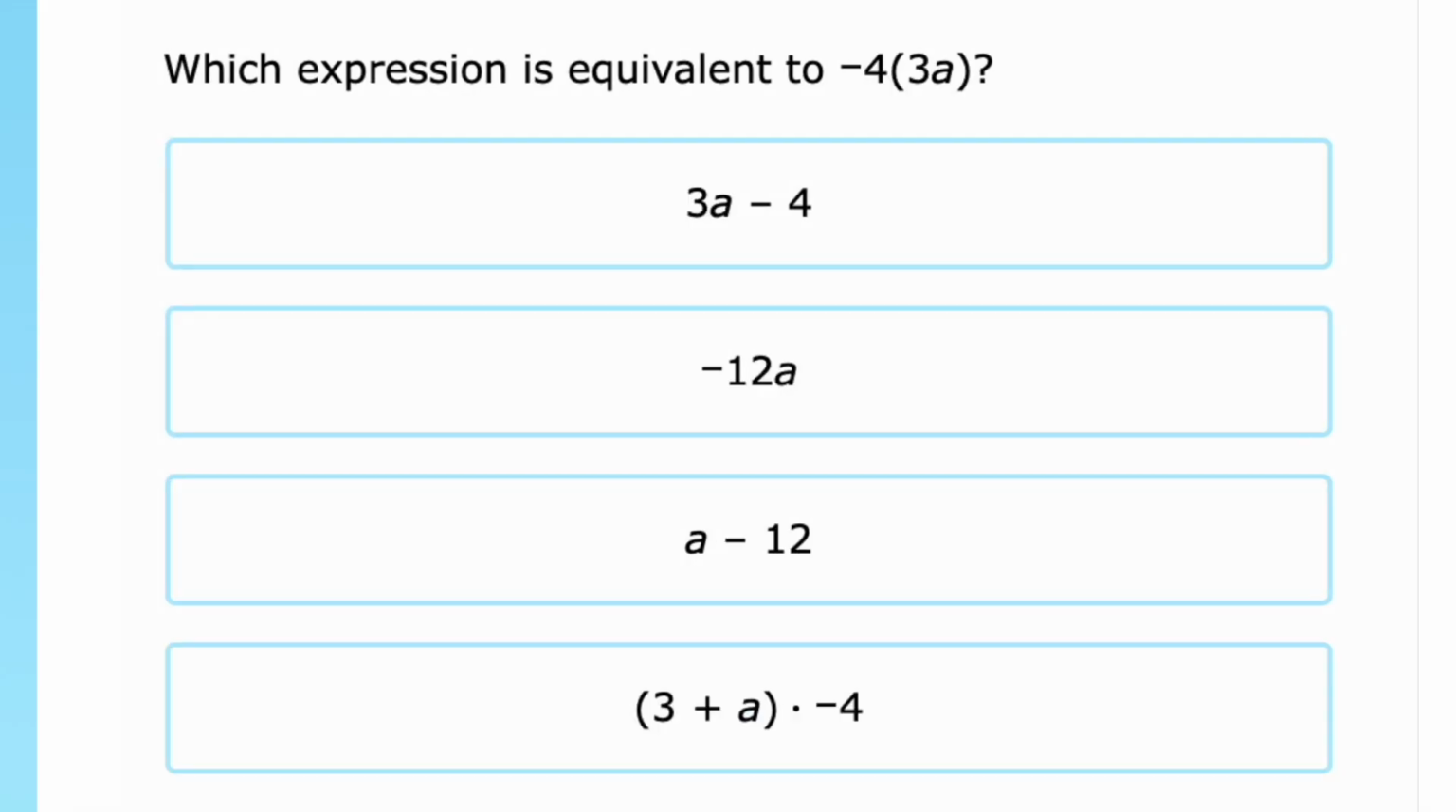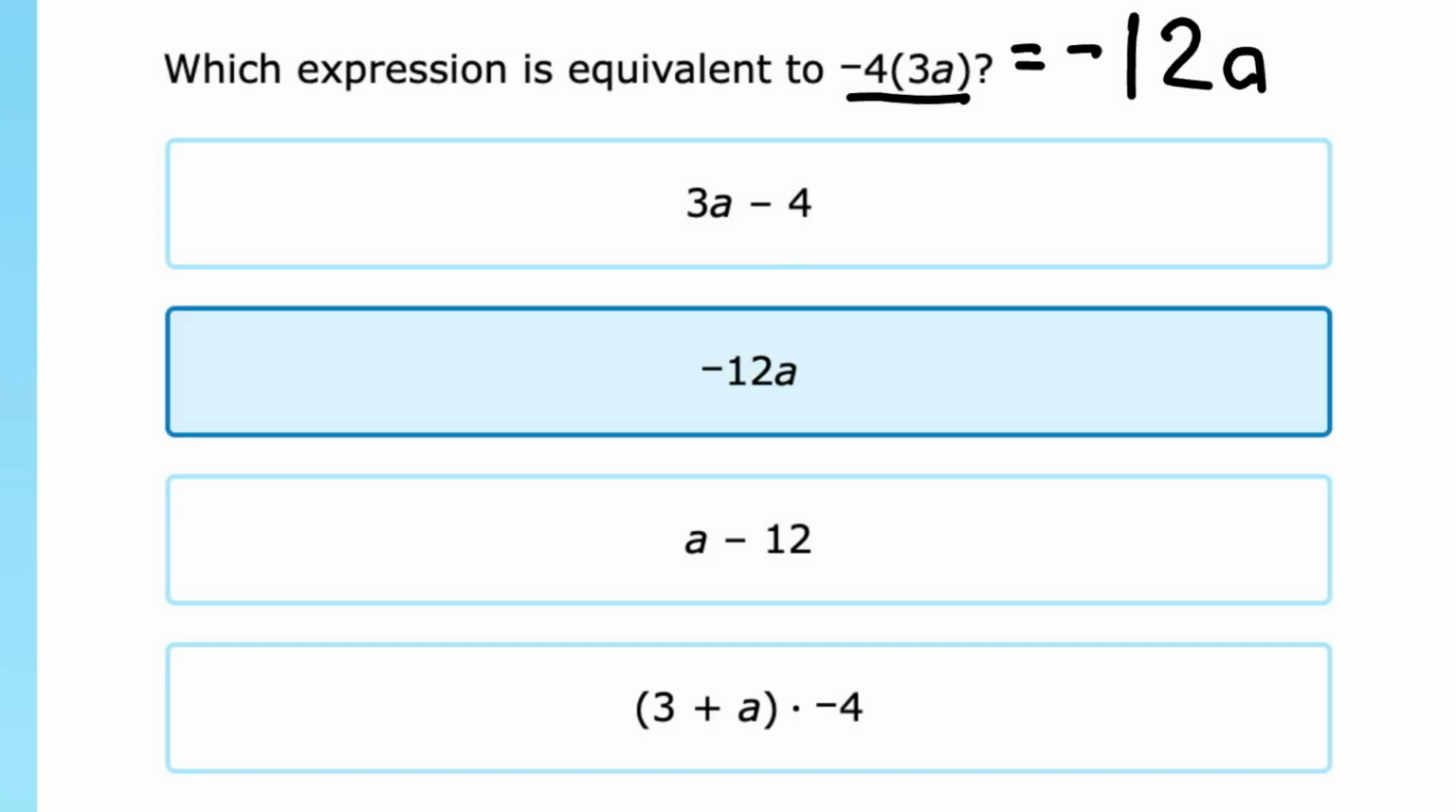So just like before, we're going to start by putting our expression into simplest form. Negative 4 times 3a is negative 12a, and we do have a negative 12a answer choice.